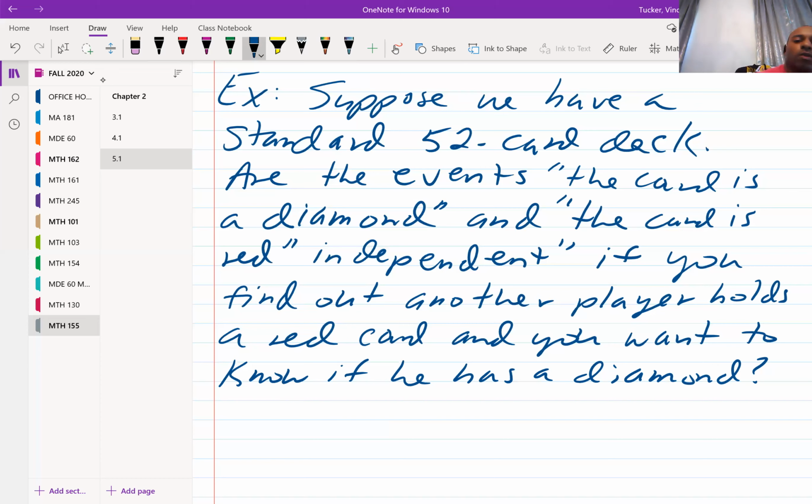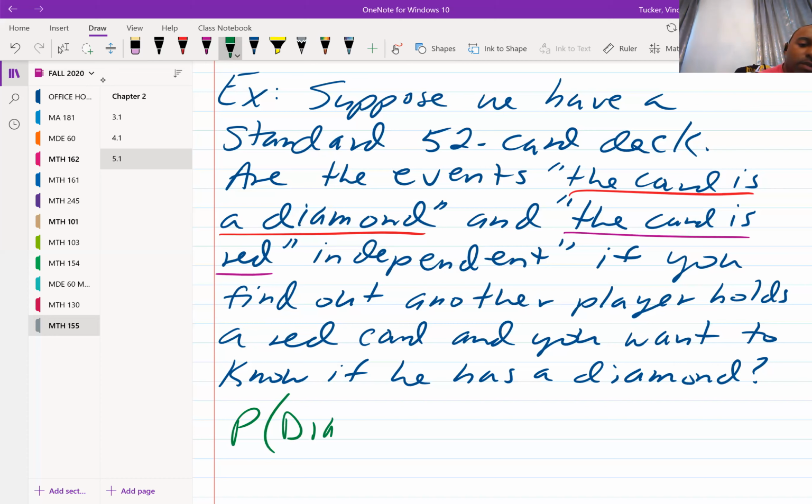So we want to know, are these two events independent? We're looking at the probability of getting a diamond, given that the card is red.